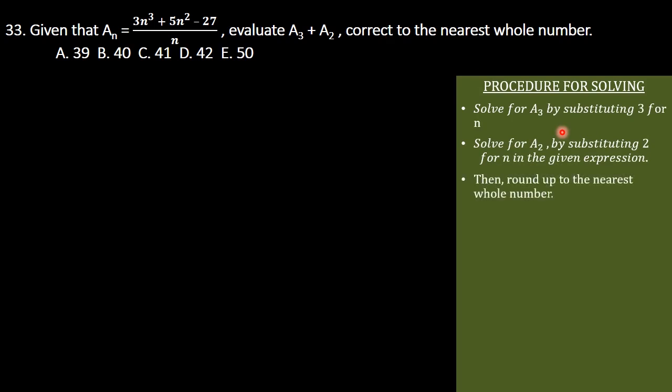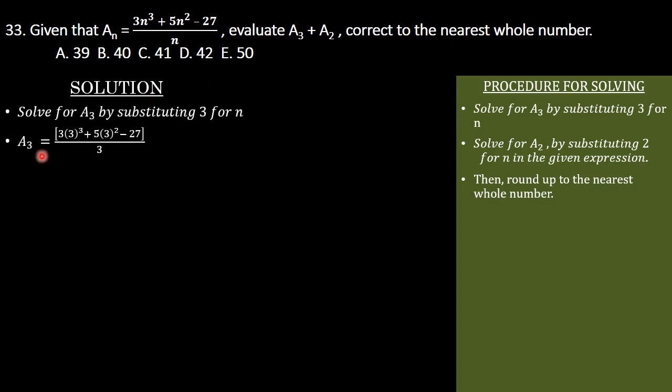Let's check the solution. The first step is to solve for a3 by substituting 3 for n. We are going to have this expression. 3 raised to power 3, we have 27. 3 squared, we have 9. Let's open the brackets. 3 multiplied by 27, we have 81, plus 5 multiplied by 9, we have 45, minus 27 over 3. A3 now is equals to 99 over 3. A3 is equals to 33.